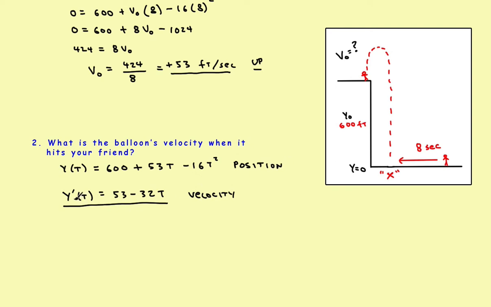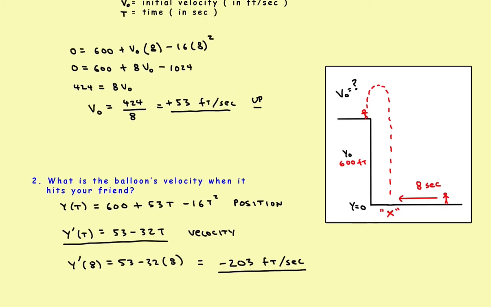Okay, so you want to know what's the velocity at 8 seconds. Just evaluate the velocity equation at 8 seconds, and you'll have the velocity at which it will hit your friend. So 53 minus 32 times 8, and that's going to give you negative 203 feet per second. So again, it turns out to actually be a pretty easy problem.